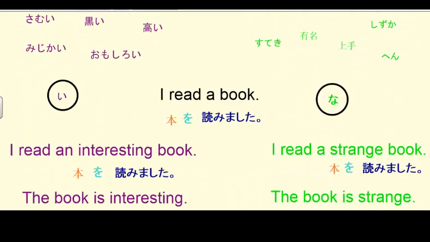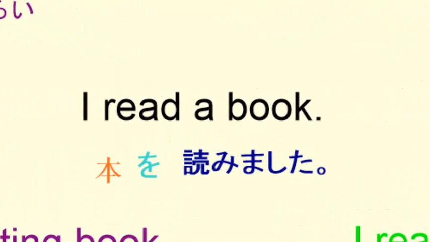To explore the differences, we're going to start off with a basic sentence and then we're going to add either i adjectives or na adjectives to it. Okay, I read a book. Read, that's the verb, so that's going to go at the end. Yomimashita, notice it's past tense, so we have to make sure it ends in mashita. And our book is the object of our verb. It's what we read, so it takes object particle o. Hon o yomimashita. I read a book.